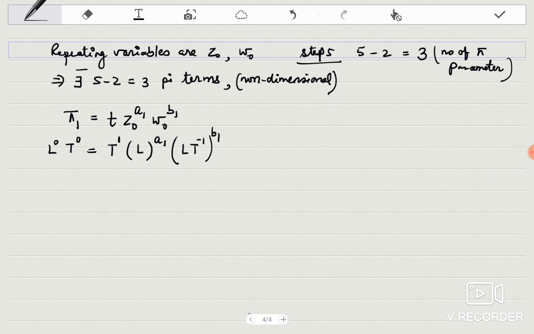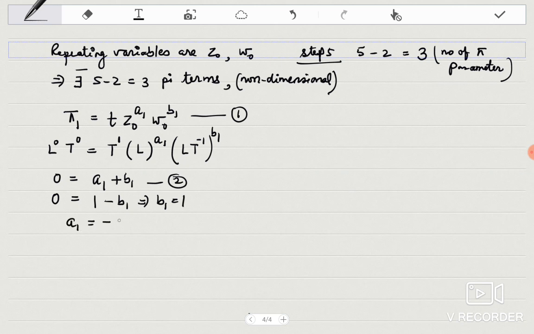Now what I do, we compare both sides for the same dimensions. Like I am comparing the powers of L. Here the power of L is 0, here the power of L is a1, and then it is b1. So I get this equation. Similarly, I am comparing the powers of t. So here it is 0, it is 1, and minus b1. This implies b1 is equal to 1, and putting in 2 you get a1. a1 is equal to minus 1. So in this way you get a1, you get b1.